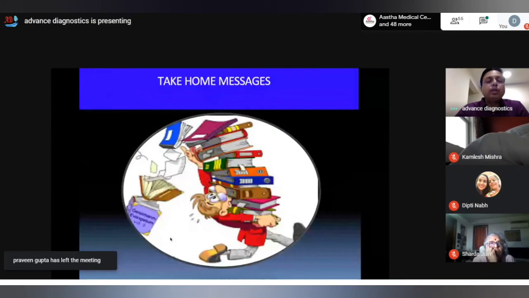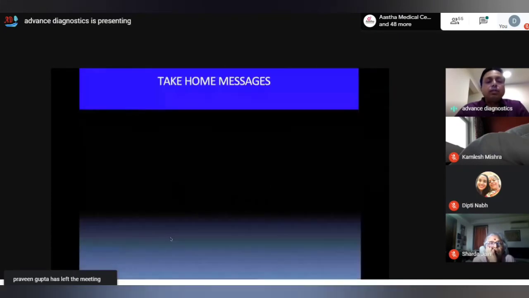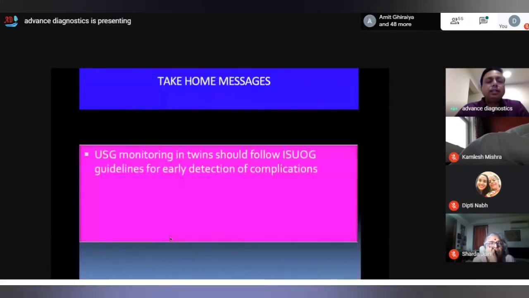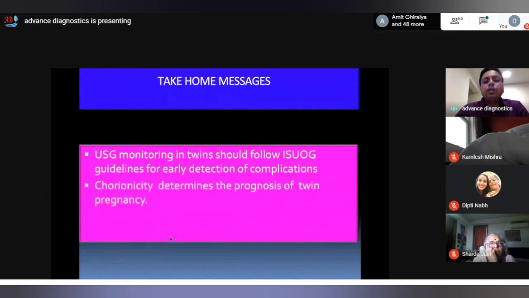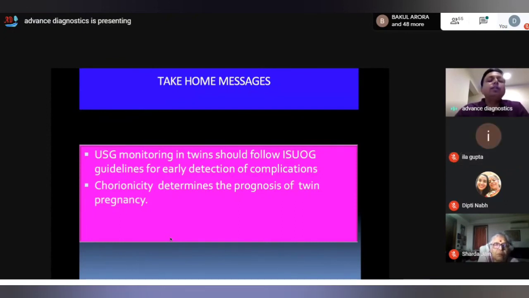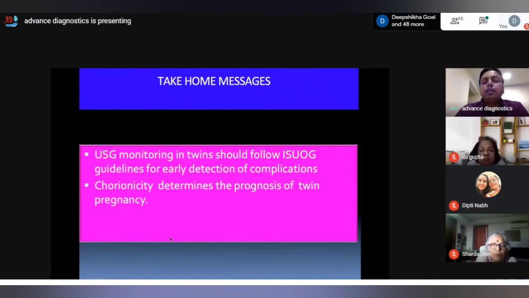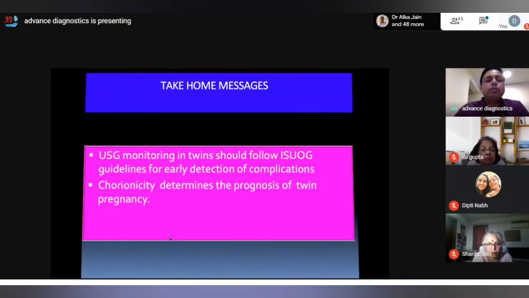So this was a long talk, and the take-home message is small. Ultrasound monitoring in twins should follow the guideline for early detection of complications. And believe me, chorionicity determines the prognosis of twin pregnancy. So always diagnose it, and whenever it is not there in the ultrasound report of your 11 to 13 weeks scan, ask for it, demand it. Thank you so much for all your attention.